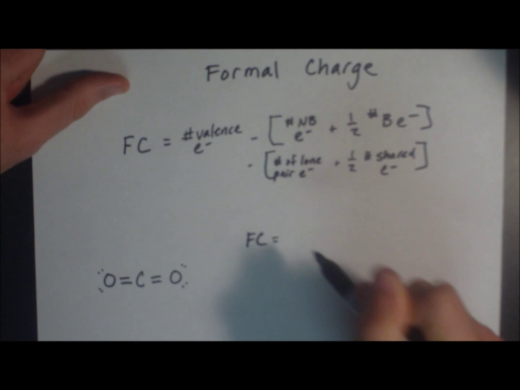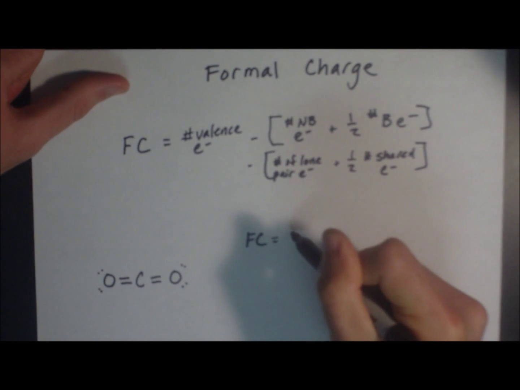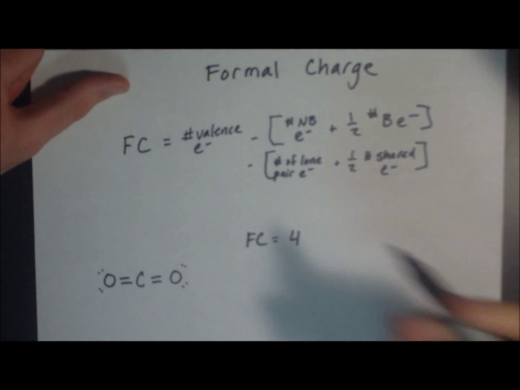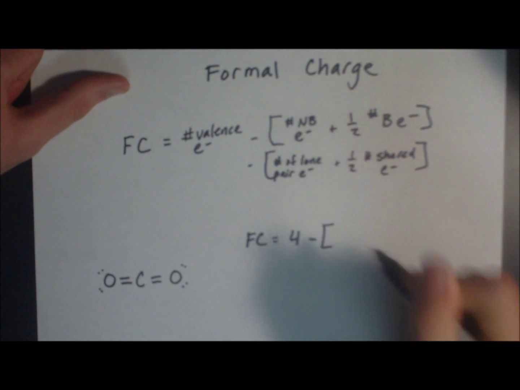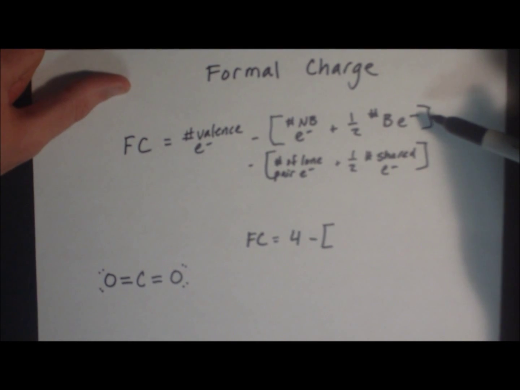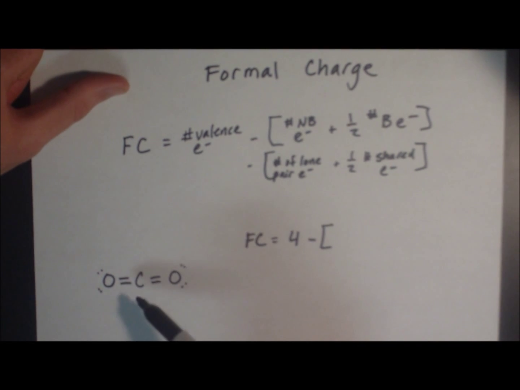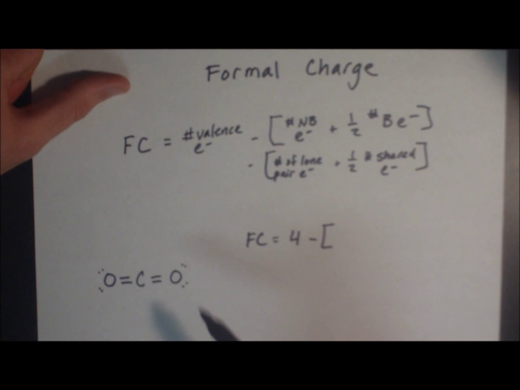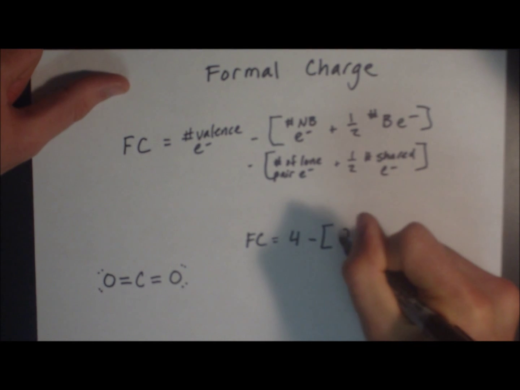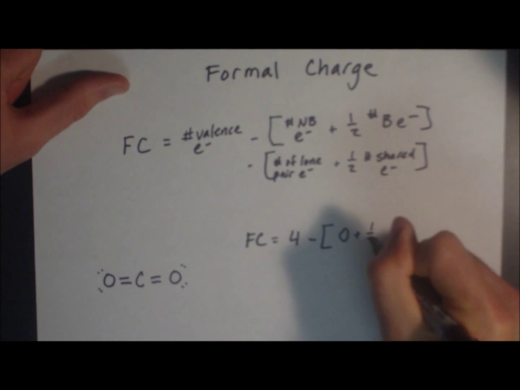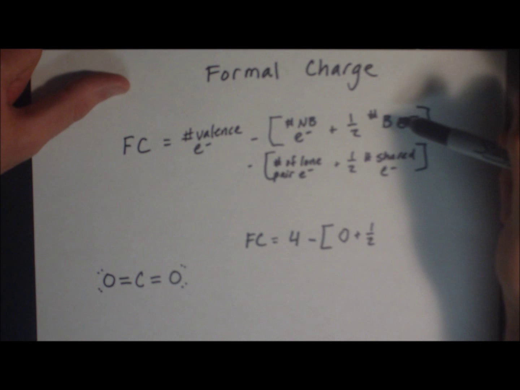Carbon is a group 4 element, which means it has 4 valence electrons, minus, so let's use the first one in this example, number of non-bonded electrons. It doesn't have any non-bonded electrons. That would be these two dots here, representing electrons. It has 0 plus 1/2 number of bonded electrons.